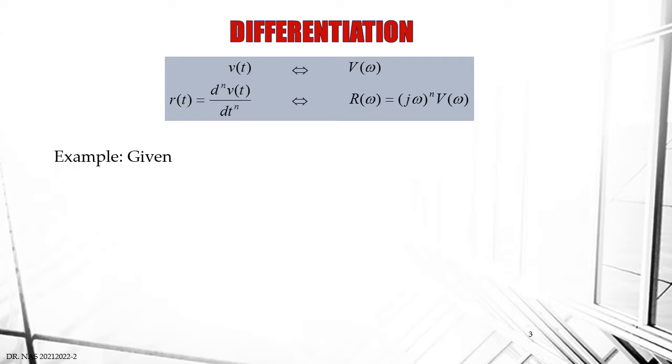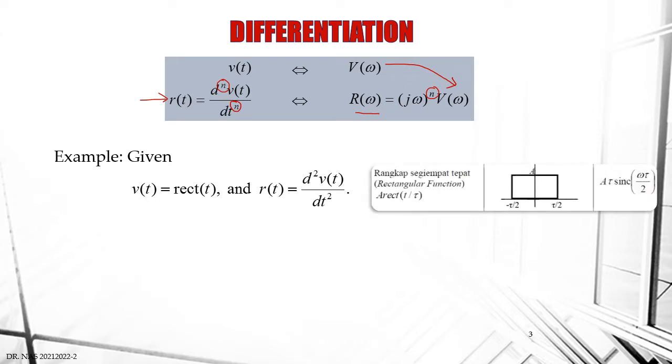So differentiation, as usual, if you have v(t), the equation in the frequency domain is V(ω), and if you have a derivative equation with the order number of n, the Fourier transform of r(t) is R(ω) equal to (jω) to the power of the order number, times V(ω). So V(ω) is from the basic equation. Given an example, v(t) equal to rect(t) and r(t) is given as the second order derivative.